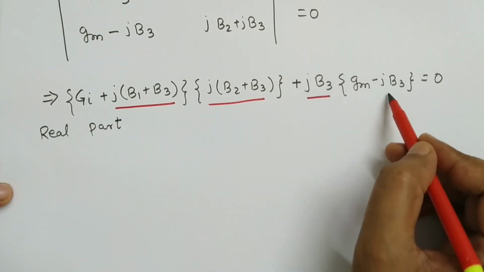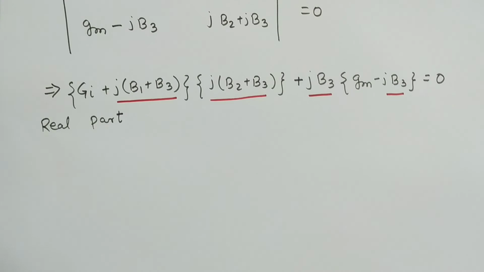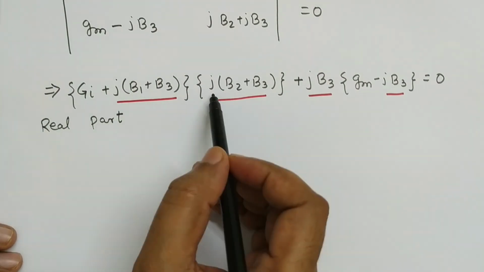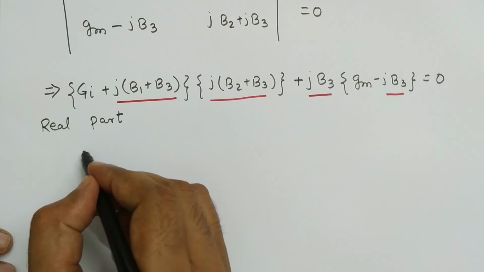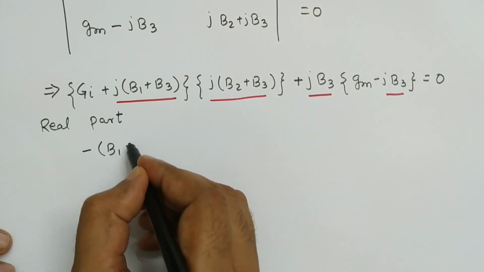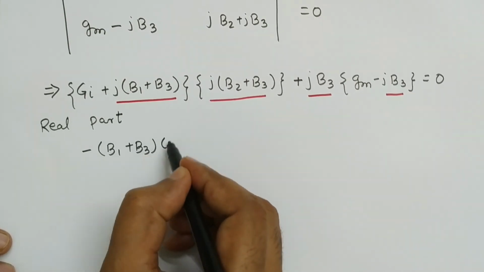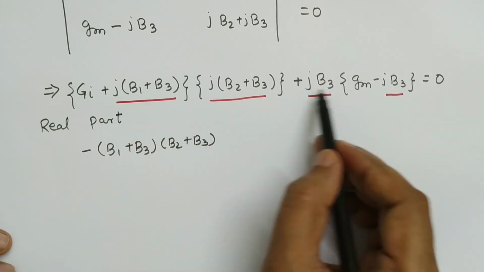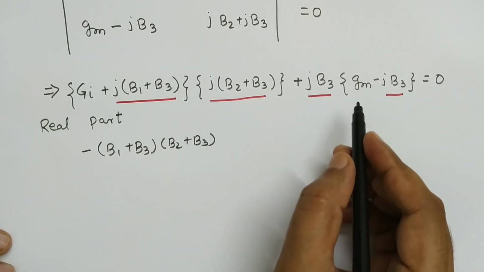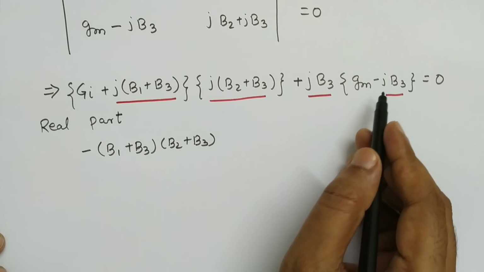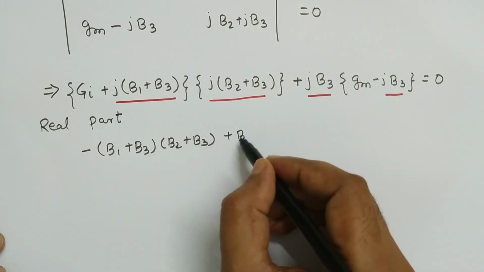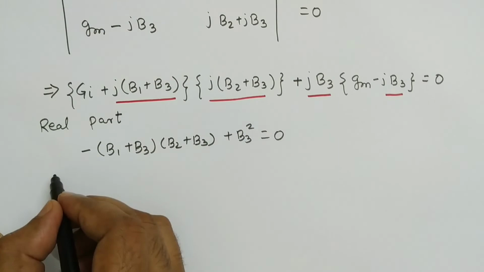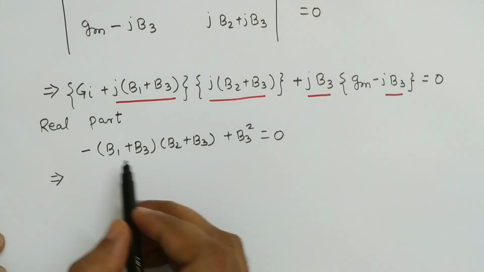Also the multiplication of these two will give us the real part. So the multiplication of these two will be j into j square, so it is minus b1 plus b3 into b2 plus b3. Here j into minus j is plus 1, so you can write plus b3 square equal to 0. So first we will solve this, then we will find for the imaginary part.